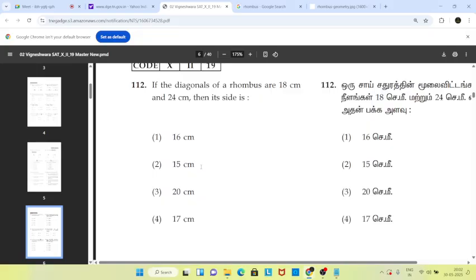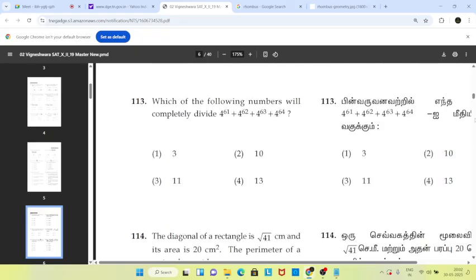Because on one side is 9, the other side is 12. So 9 square is 81. 12 square is 144. If you add this, you get 225. The root of 225 is 15. So 15 is the answer. Understood? Yeah. The last question.